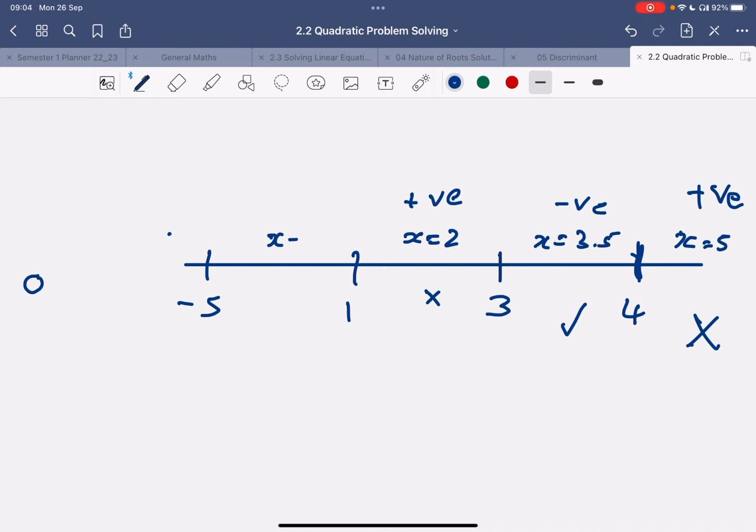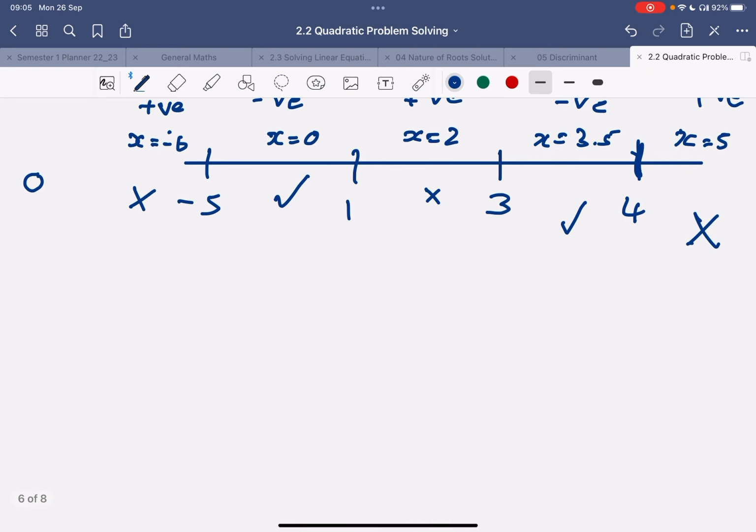Here, a nice easy one to choose is x equals 0, and it gives me a negative value, and I want that negative value. And here let's just choose something like minus 6, and it gives me a positive value, and I don't want positive values, so I don't want this. So I want x to be smaller than 4 and greater than 3, or I want x to be greater than minus 5 and smaller than 1, and nothing else will work.